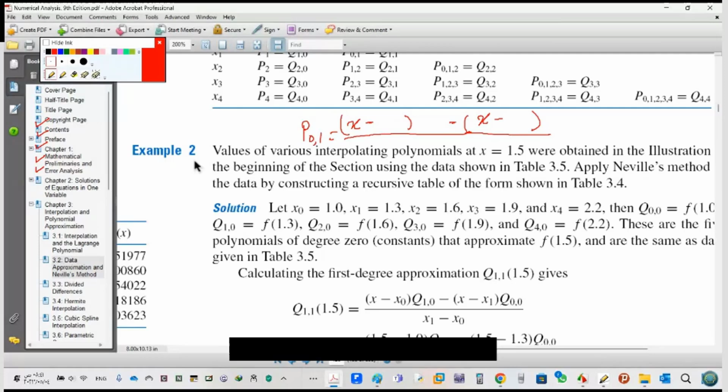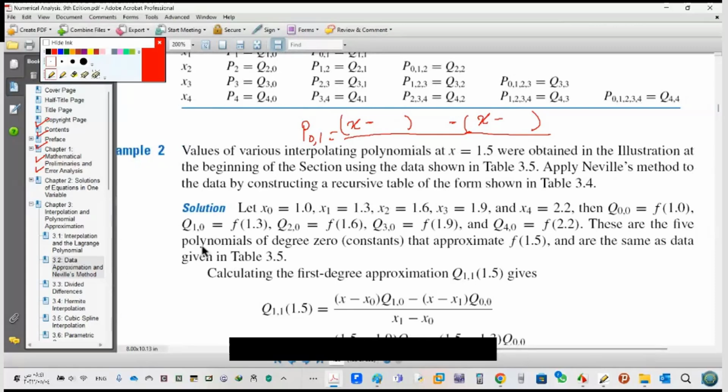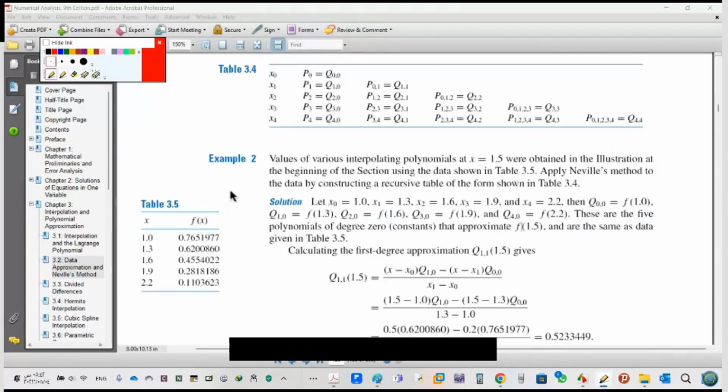Where is this? See here. In this question, these are 5 polynomials of degree 0, constant. The approximate, I want to find 1.5. This question asks me to find the value of f(1.5). So this is x. Or I can use x with a question mark. In our formula, I cannot use x. Clear?